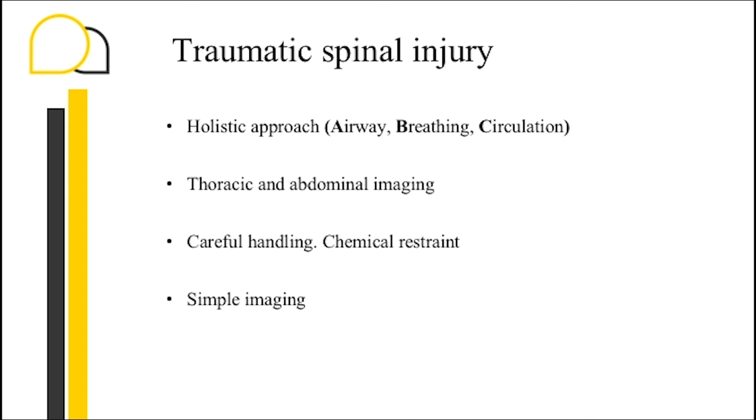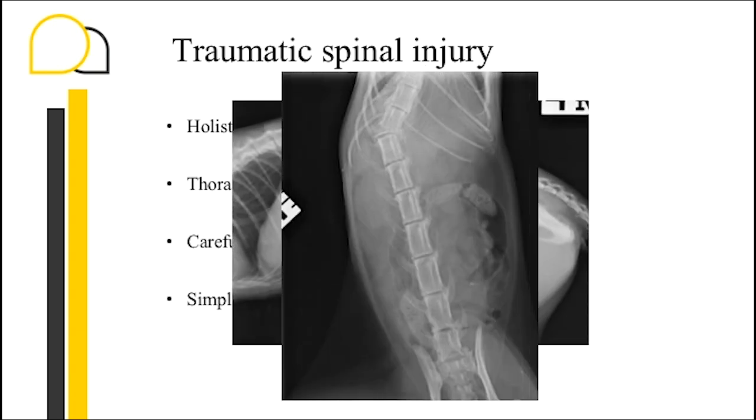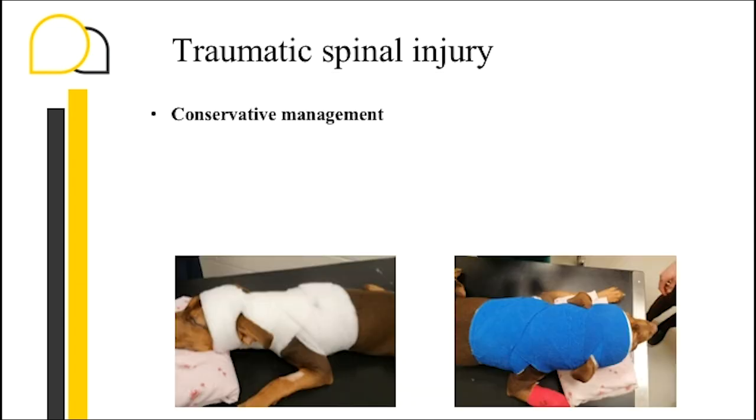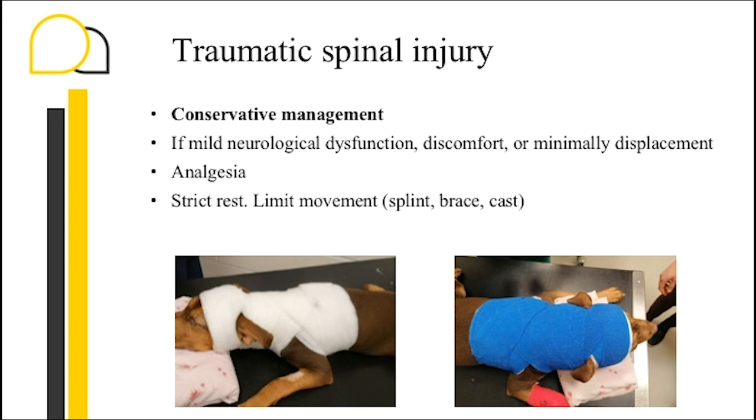Simple imaging may be adequate in the vast majority of the cases, but it is very important that we take two views, as we can miss really important findings. Conservative management may be considered in these cases if the neurological dysfunction is mild, if there is not a lot of discomfort, or if the displacement of the vertebral fracture or subluxation is minimal. Analgesia will be required, and very importantly, strict cage rest and limiting the movement of the spine, in this case using a splint, a brace, or a cast. Nursing care will be essential.